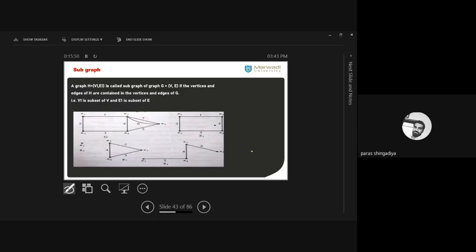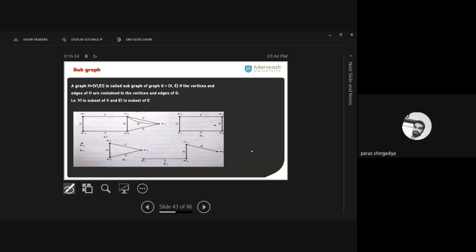The graph H equal to (V1, E1) is called a subgraph of G equal to (V, E) if the vertices and edges of H are contained in the vertices and edges of G. It means V1 should be a part of V, and E1 should be a part of capital E. V1 is a subset of capital V and E1 is a subset of capital E. Clear? That is the meaning of this.